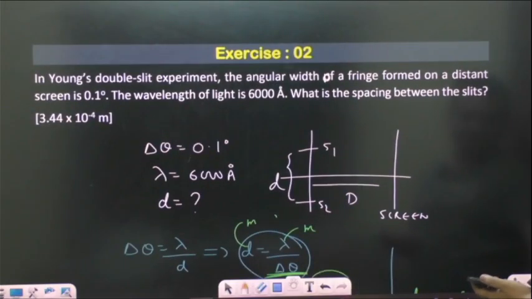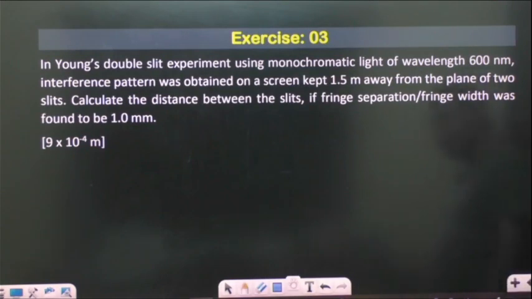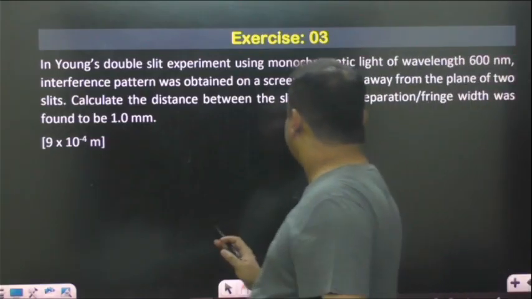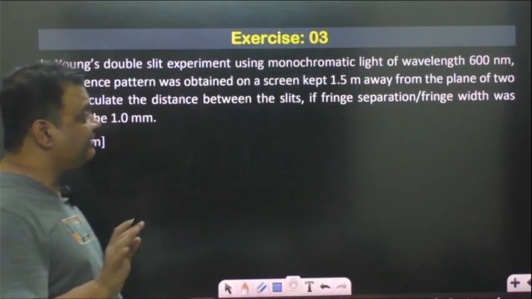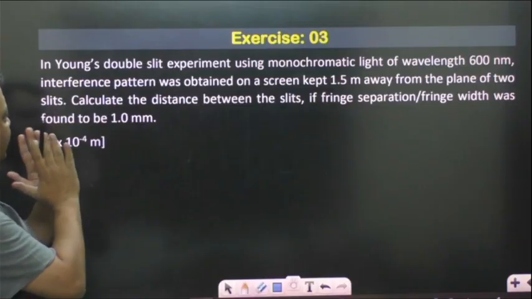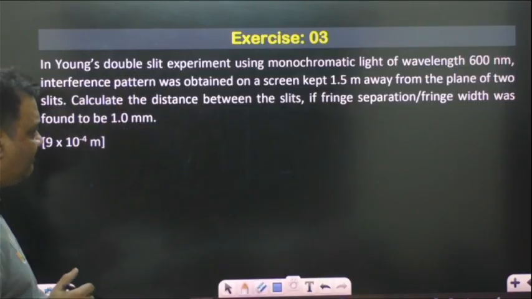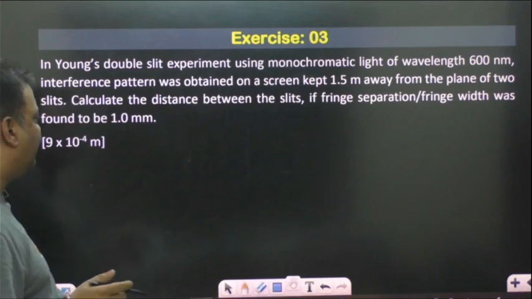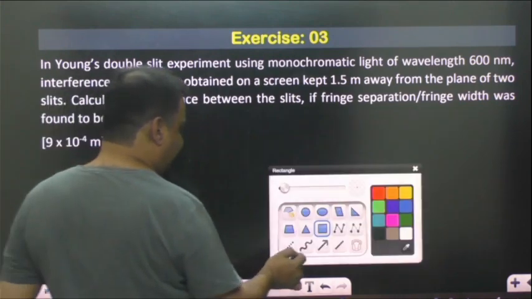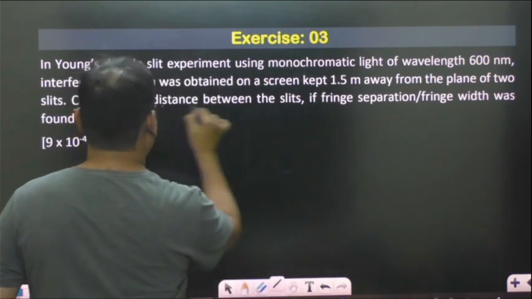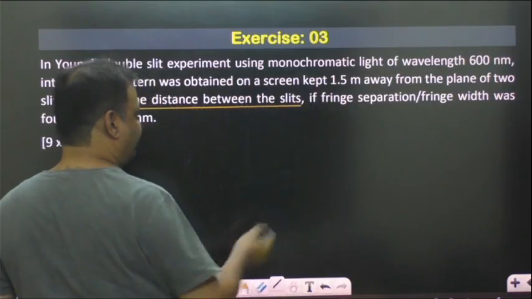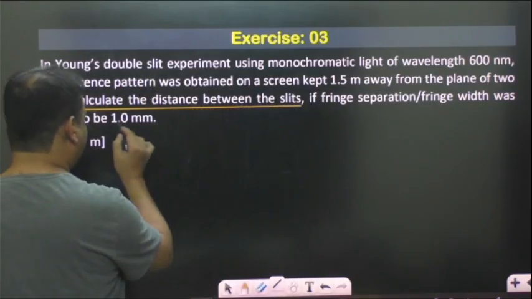Okay. Now see the next problem. In Young's double slit experiment using monochromatic light of wavelength 600 nanometer, an interference pattern was obtained on a screen kept 1.5 meter away from the plane of the two slits. Calculate the distance between the slits, if the fringe separation or fringe width was found to be 1 millimeter.